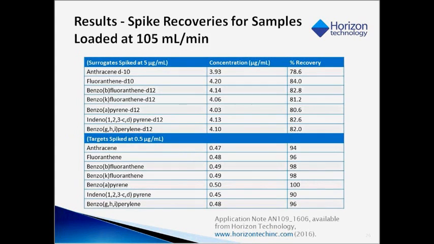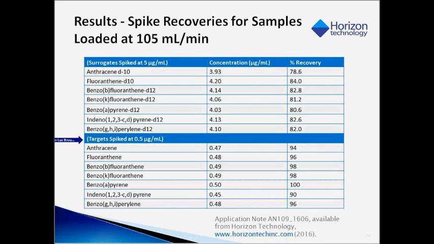Next, the samples are run with full vacuum, allowing the sample to pass through the disk at about 100 milliliter per minute. The recoveries are shown in this table, and we can clearly see that the higher flow rate does not really impact the performance of the method. This allows the total time for 1 liter of sample to flow through the disk in about 10 minutes versus 40 minutes for the slower rate, as seen in the previous slide.